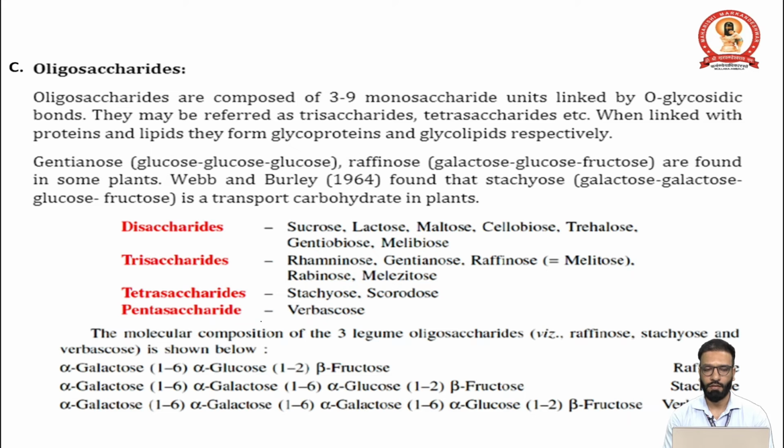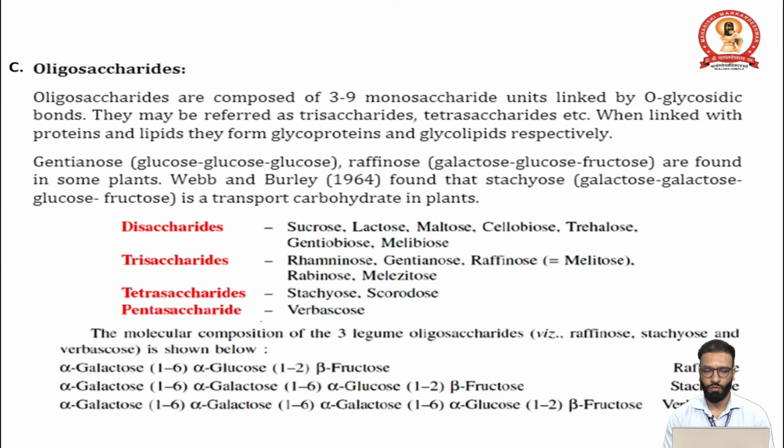Now the third category is the oligosaccharides. Oligosaccharides, basically, is when the carbohydrate is made up of 3 to 9 monosaccharides, and they are linked together by the O-glycosidic bond. It is known as the oligosaccharide, right? For example, we can also name them as trisaccharides, tetrasaccharides, pentasaccharides, but collectively they are known as oligosaccharides.